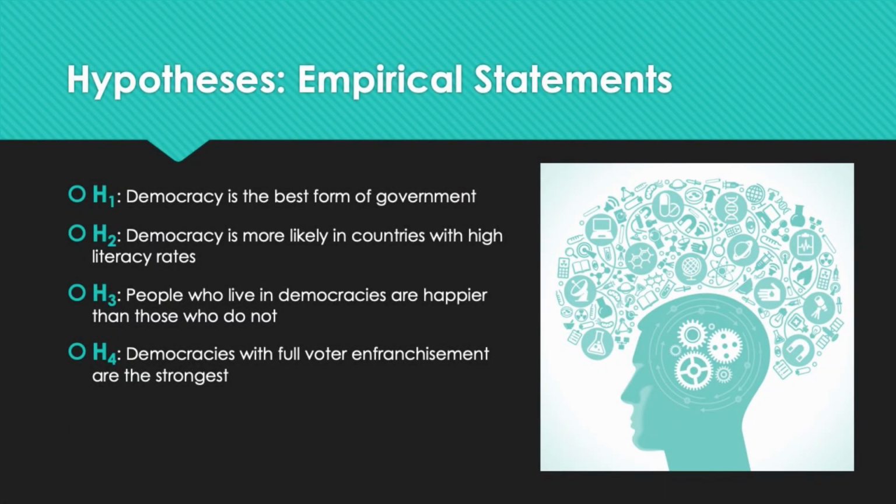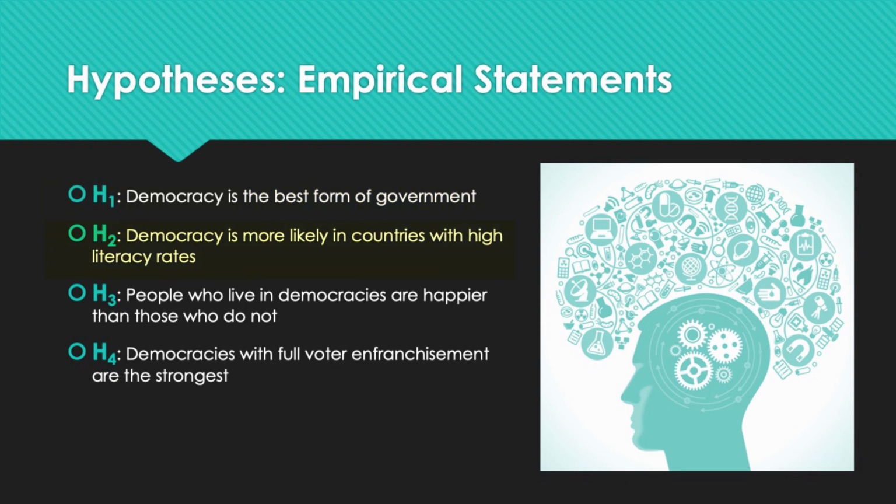So first, we're starting with empirical statements. Are these things that we can measure? Are they verifiable? So the first hypothesis, democracy is the best form of government. Is that an empirical hypothesis? Well, the best form of government? I mean, this sounds kind of rhetorical and absolutist. I don't really think this one's very empirical.